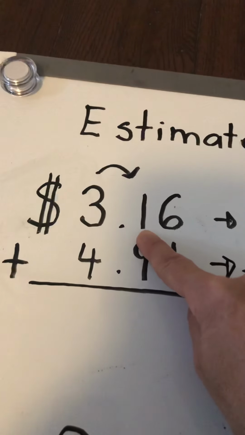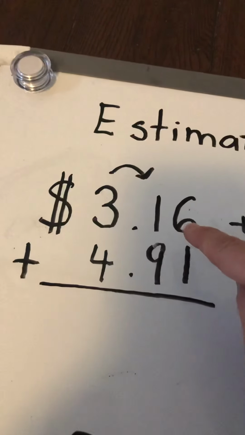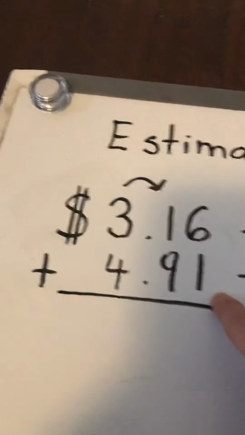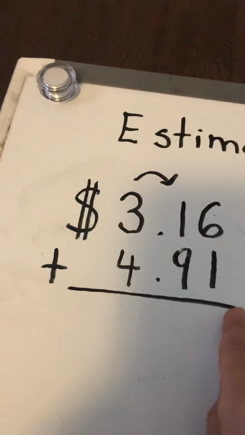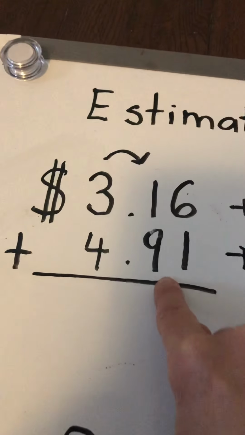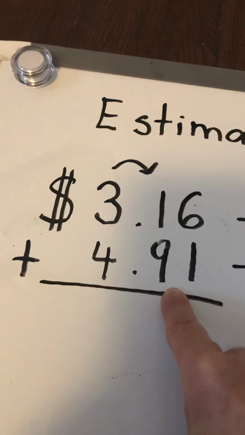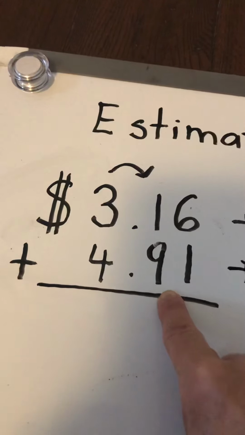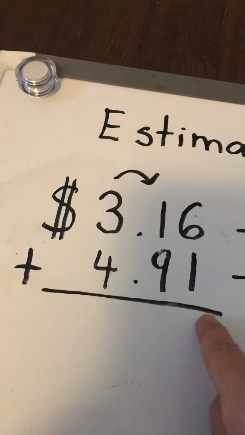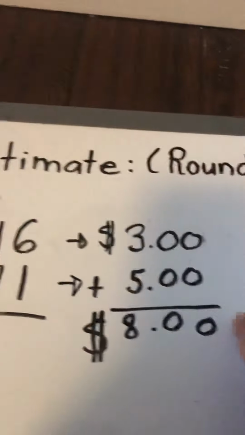So $3.16, or I can think of it as 316, is rounded to 300, or $3. Then $4.91, same thing. Put your dot above the 4. It's your tens that help you decide, so it's your nines that help you decide. 5 or bigger than 5, you go to the bigger number. Less than 5, you go to the smaller number. So it would be like 491. We round it to 400, or would we round it to 500? Well, we round it to 500.